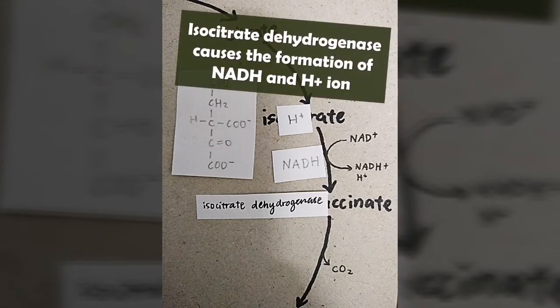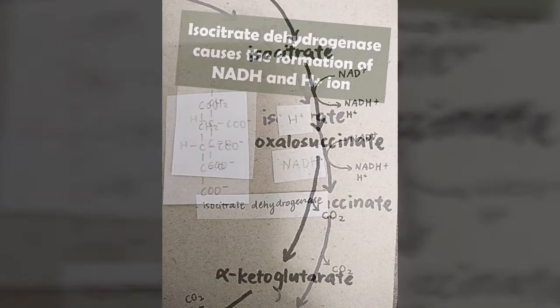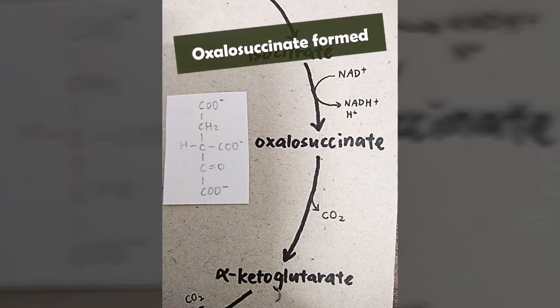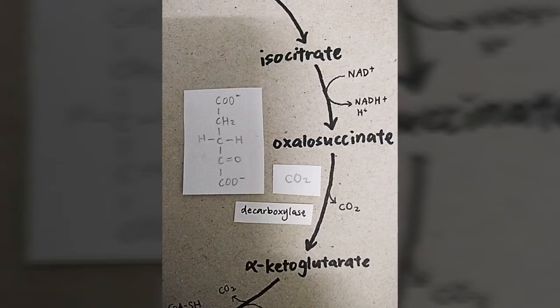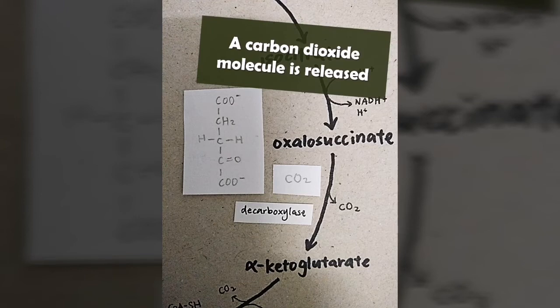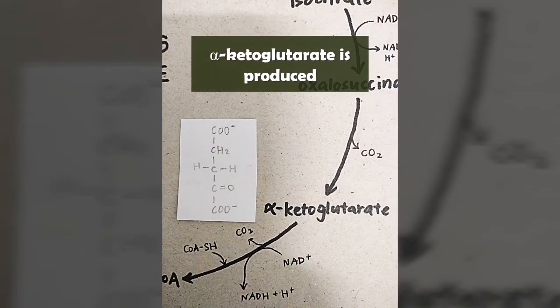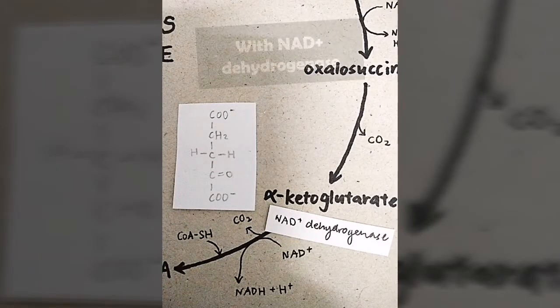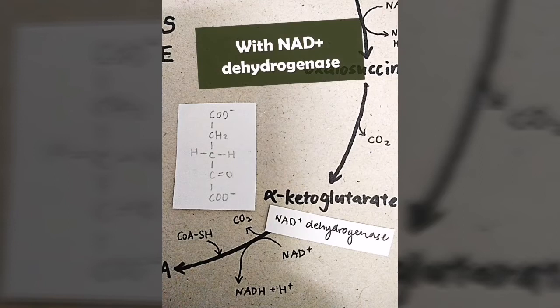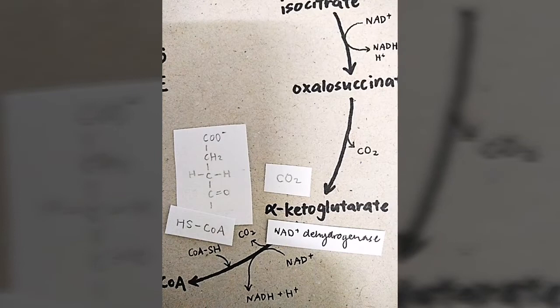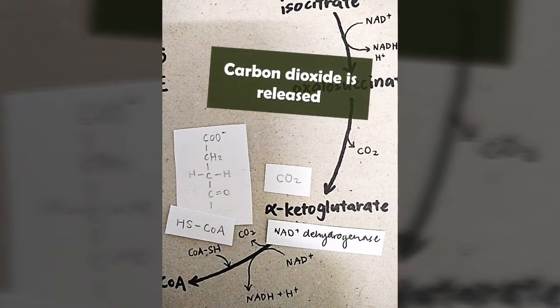Isocitrate dehydrogenase causes the formation of NADH and H+ ion. Oxalosuccinate is formed. A carbon dioxide molecule is released. Alpha-ketoglutarate is produced. With NAD+ dehydrogenase, carbon dioxide is released.